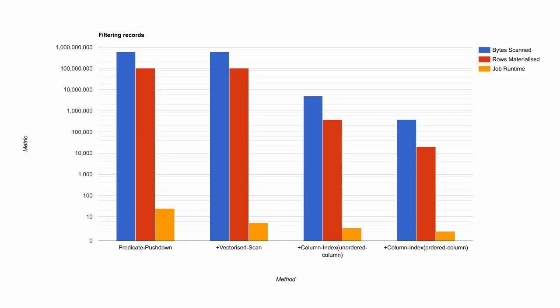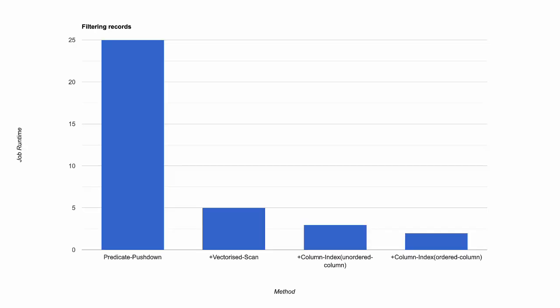And these are some of the numbers. Let's go through one by one. When it comes to the job runtime, with predicate pushdown, we see that the job runtime was 25 seconds. If we add vectorized scan on top of it, the job runtime decreased to 5 seconds. If we make use of column index, then the job runtime drops even further to 3 seconds. And if we have column index on the ordered column, that drops down to 2 seconds.